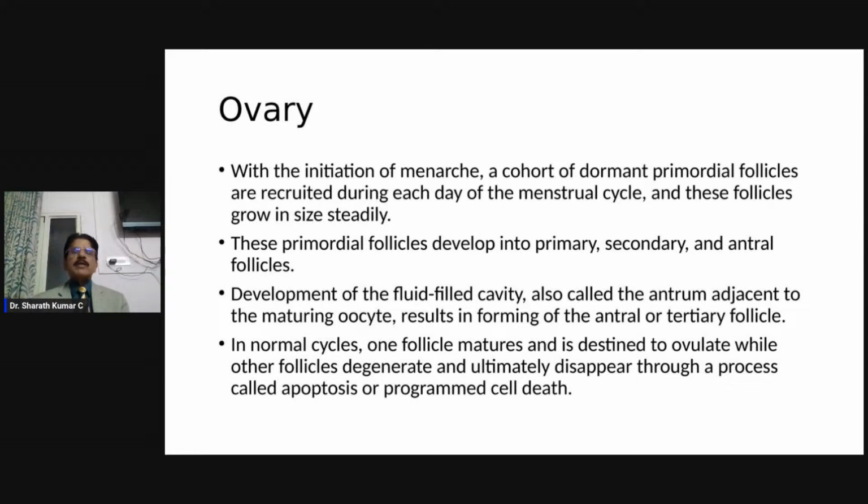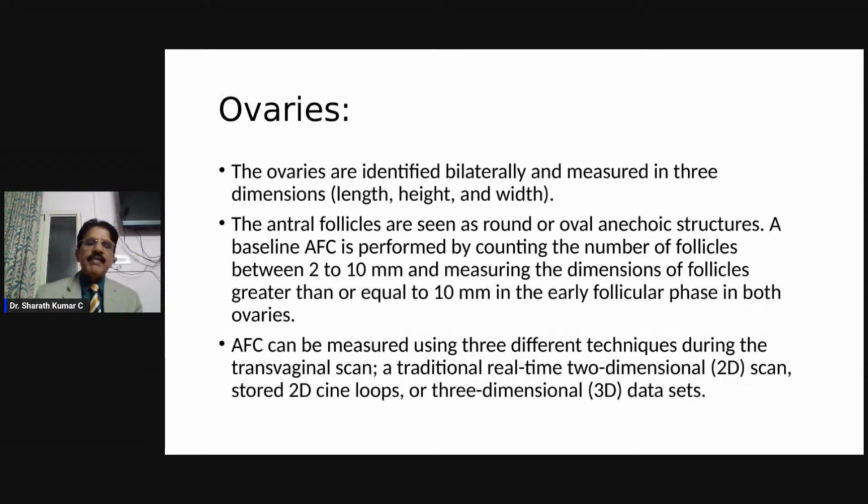In other words, each lady of reproductive age in each cycle produces one dominant follicle and sometimes, rarely, two dominant follicles if there is no stimulation. Of course, in stimulated ovarian cycles, there will be multiple follicles. The ovaries are identified bilaterally and measured in three dimensions, that is, length, height, and width.